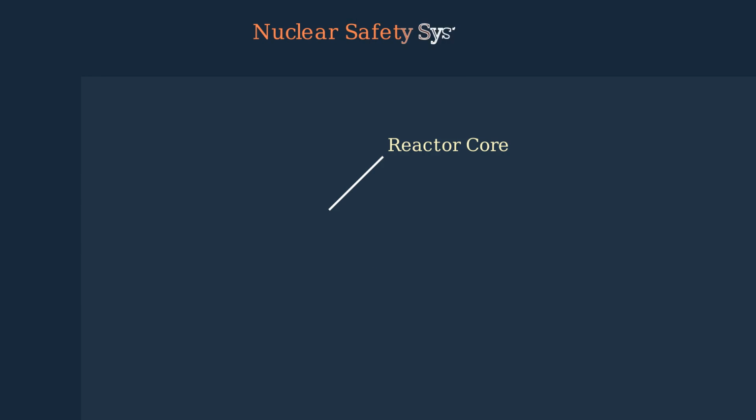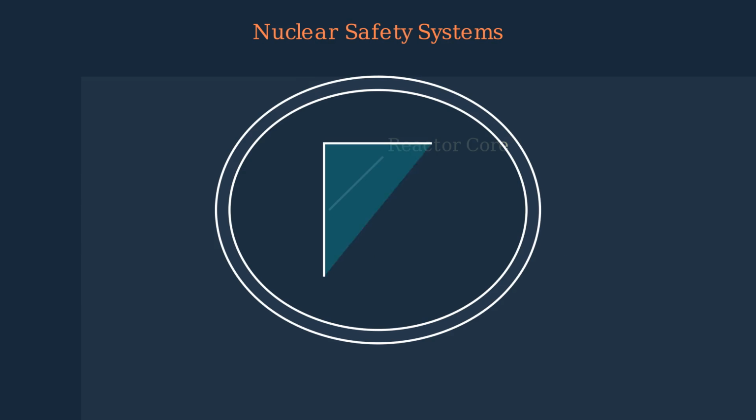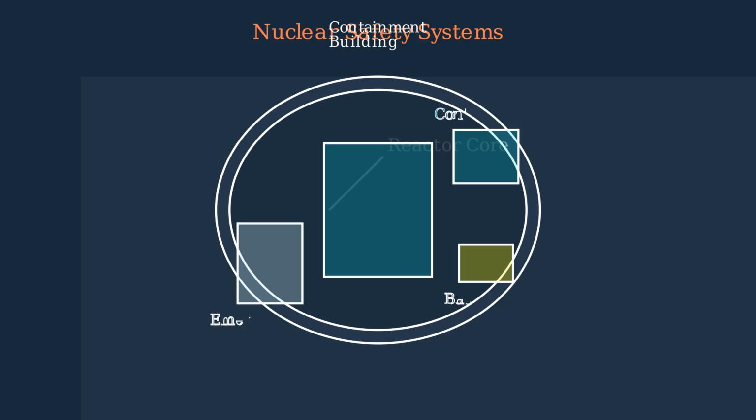Nuclear power plants incorporate multiple safety systems. The containment building is a reinforced structure designed to prevent radiation leaks, even in worst-case scenarios. Emergency cooling systems can flood the reactor with water to prevent overheating. The control room monitors all plant operations, and backup generators ensure safety systems remain operational even during power outages.